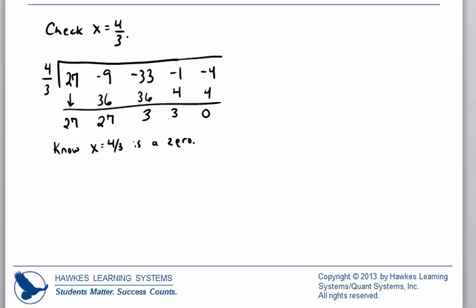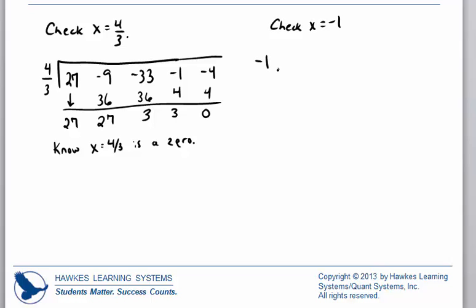Okay, so glancing at the calculator again, let me see what else might be a good thing to check. And you might say, hey, let's check -1, because -1 looks like a good choice. So we're going to set up our synthetic division using the -1.